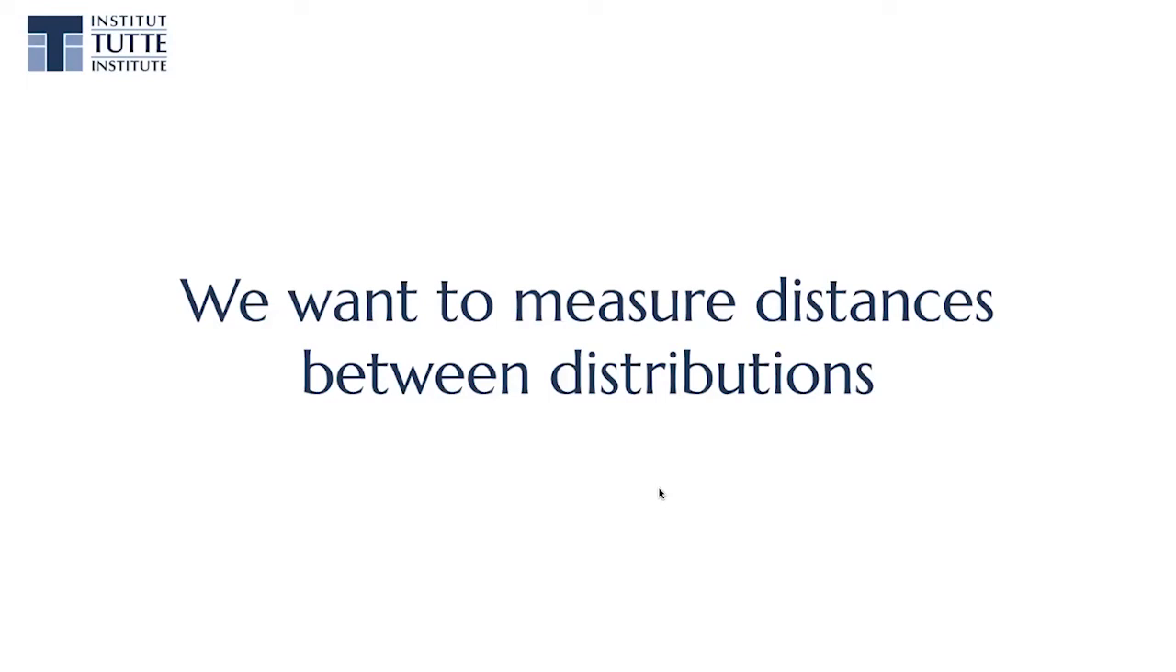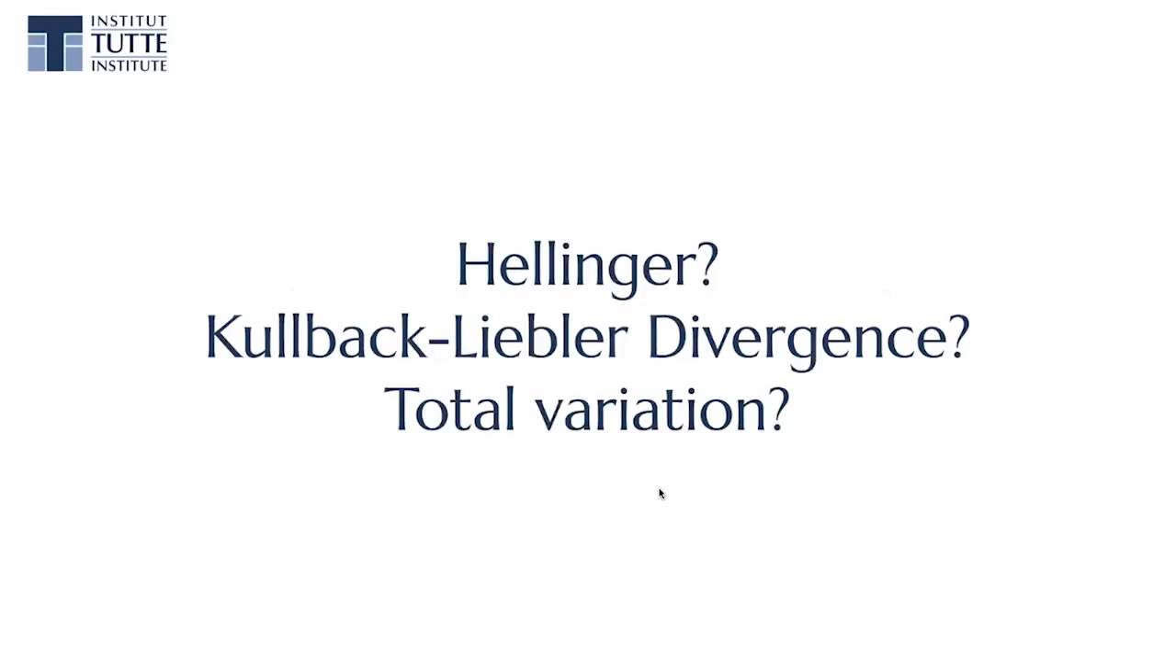So we want to measure distances between distributions. That was at the heart of what we wanted to do. We need to understand how to do these distances better. Well, how do we measure distances between distributions? There's Hellinger distance, which I already mentioned. There's Kullback-Leibler divergence. There's total variation. There's actually innumerable different ways of doing this.